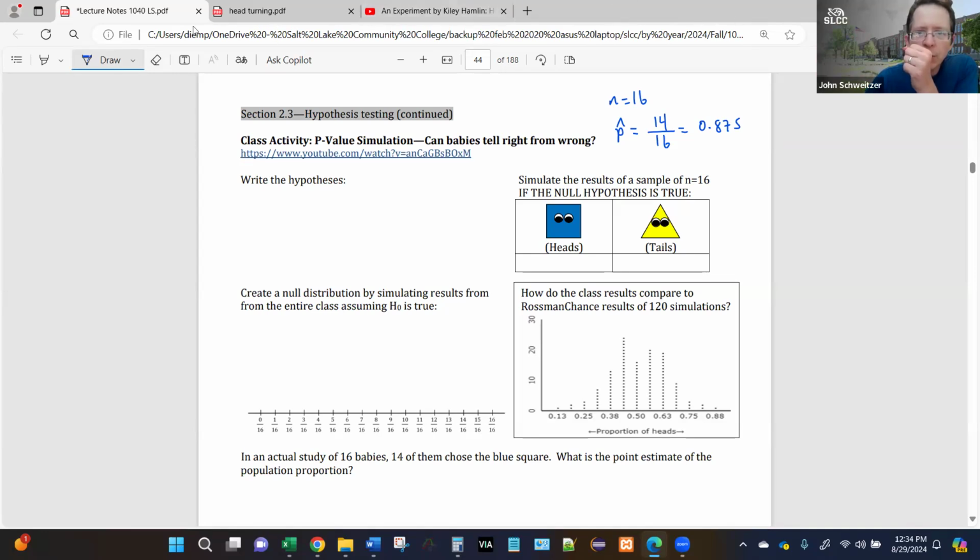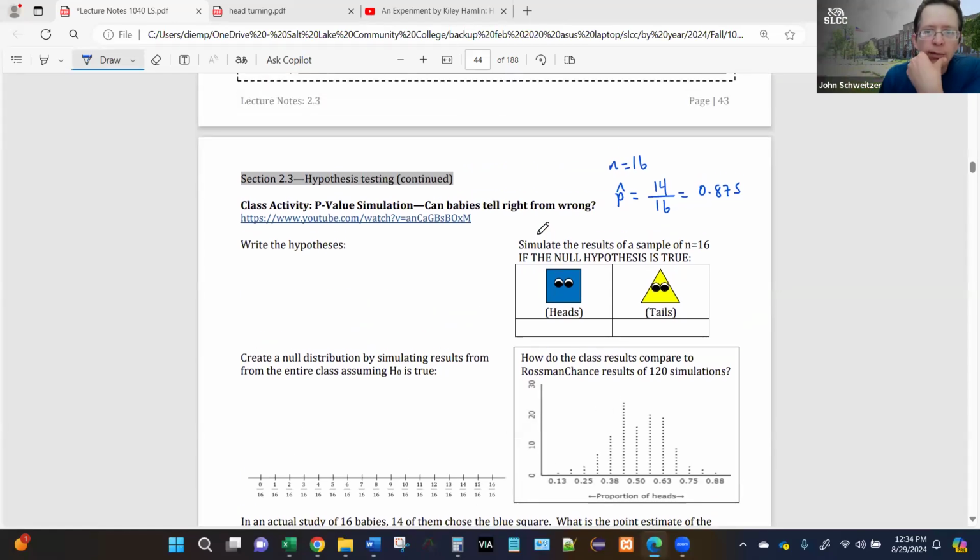So that's p hat. We're not really interested in those 16 babies. They're interested in all babies everywhere. Okay, so that might seem a little bit weird. I mean, how can you make a conclusion about all babies from 16, right? Well, they did publish this paper, and they basically proved that if you look at the population of all babies, there is a preference for nice people over mean people.